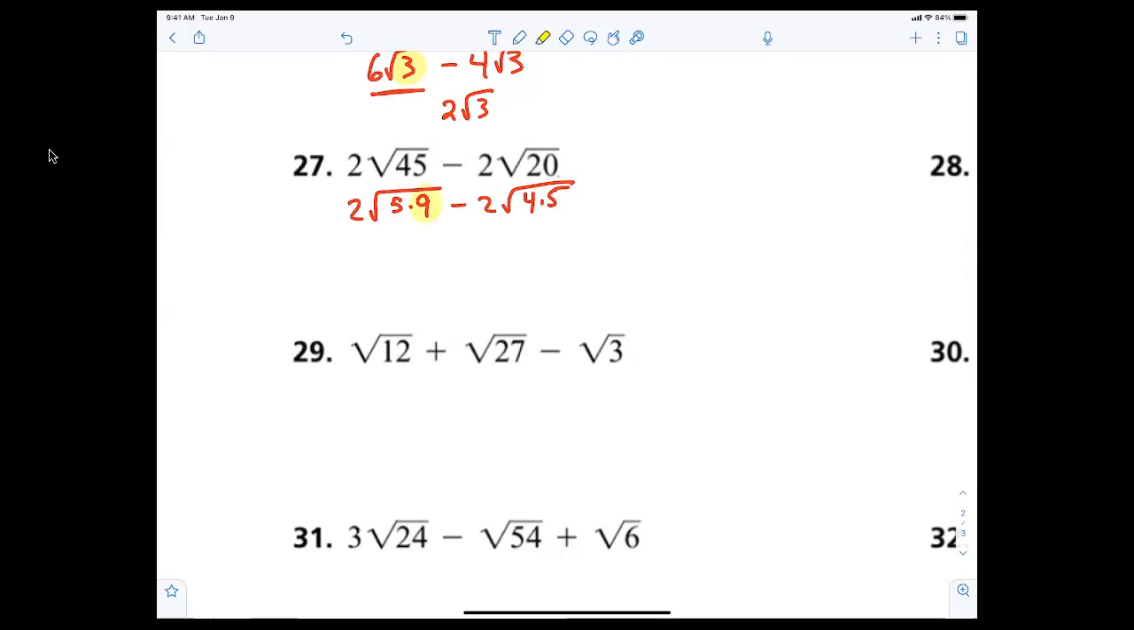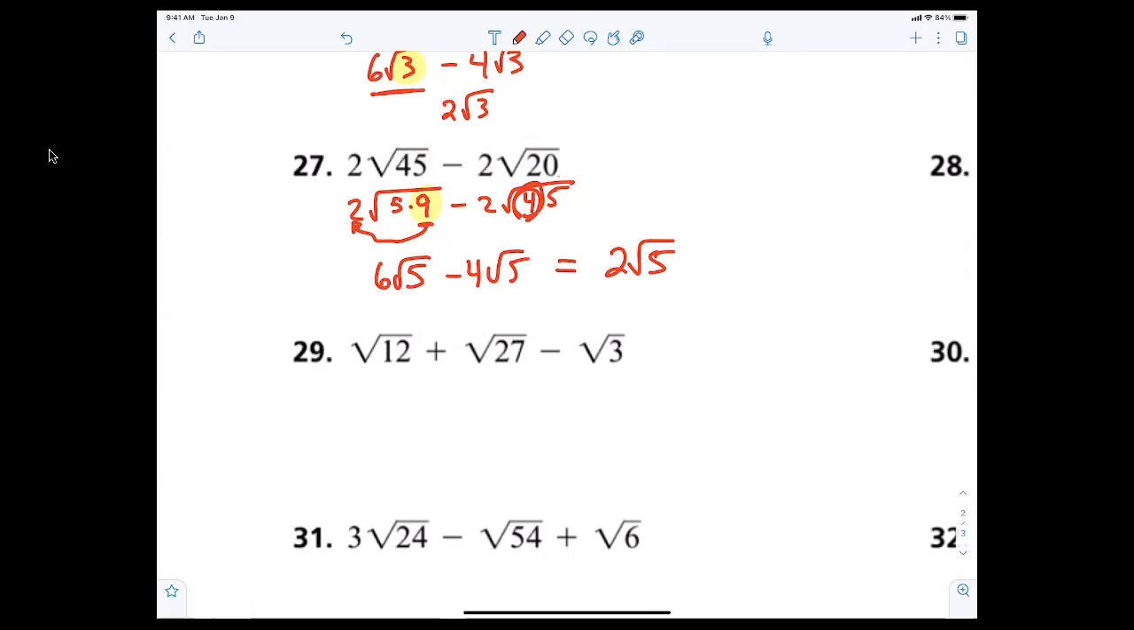What's the square root of 9? 3. What's this number out here? You times again, right, what do I get? 6 radical 5. Over here, what do I get? 8 radical 5. No, square root of 4. 4 radical 5. Yes. Which is the final answer, 2 radical 5.